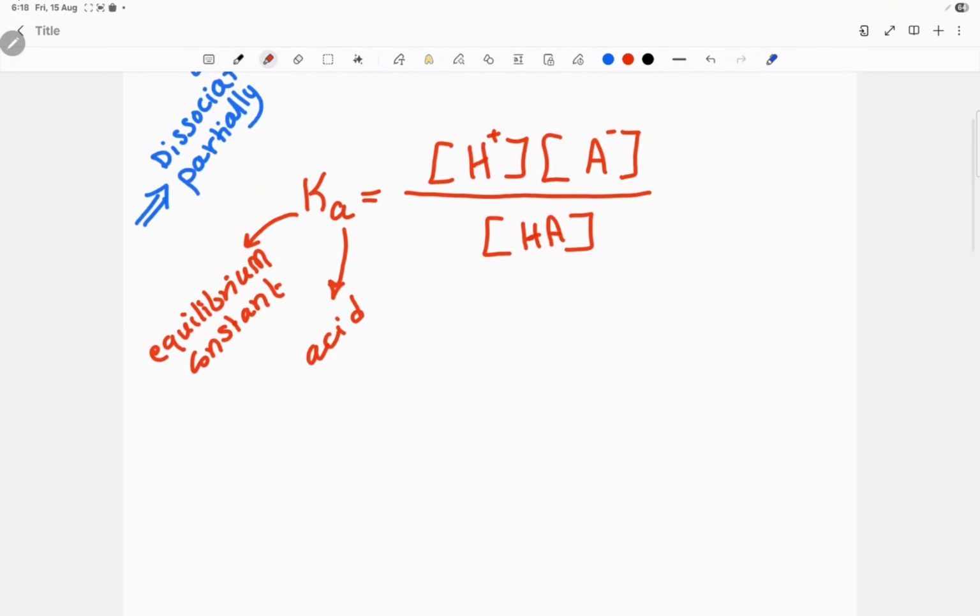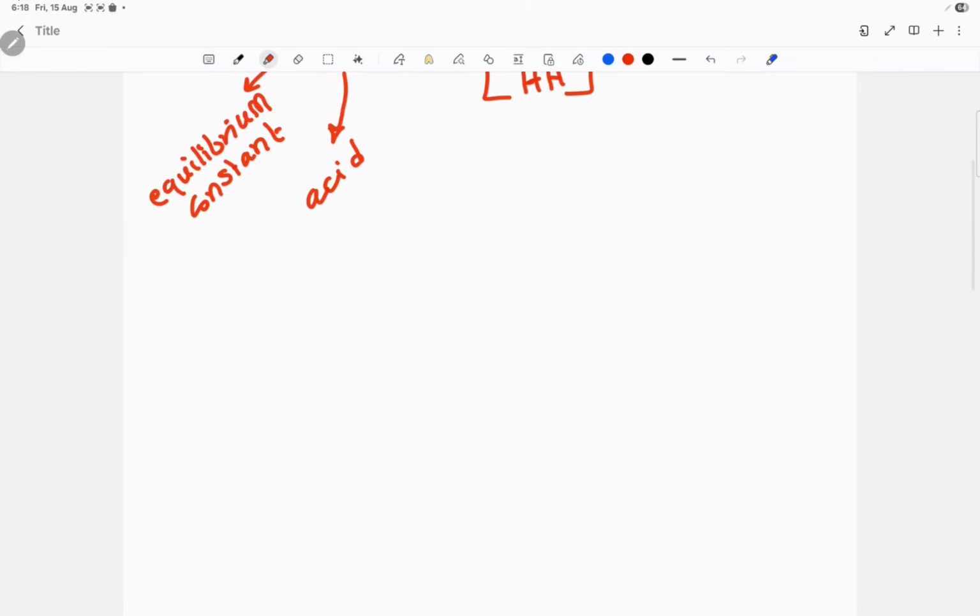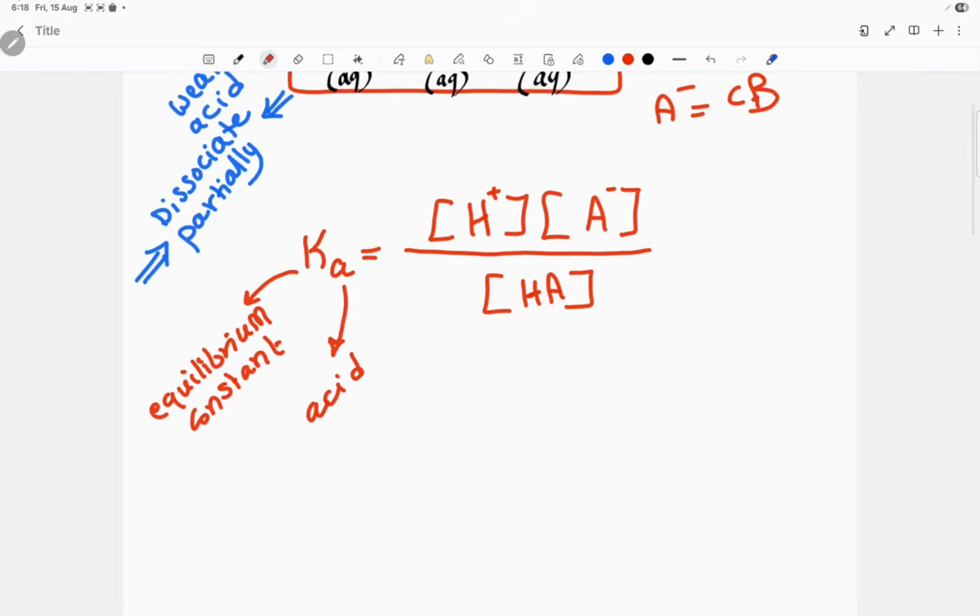Good? Good. Let's now deal with a base. For now, you have to know how to write the expression. For later, we're going to be applying it with numbers. Okay. Let's talk about a base. We refer to a weak base as B. A weak base always has to react with water.